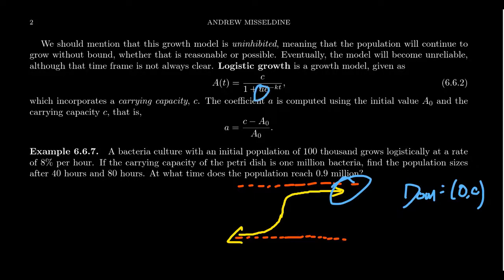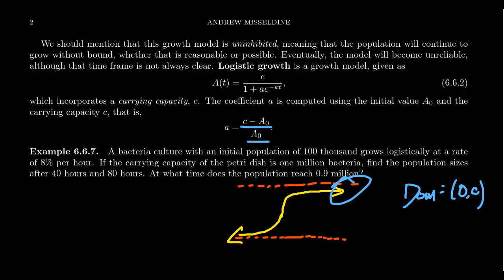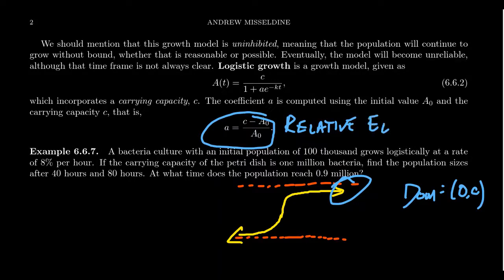In order to get it to behave the way we want it to, this a right here is actually going to be c minus a naught over a naught, where a naught we're going to call the initial value, like the initial amount inside of the population. And so I want you to think of this as some type of relative elbow room. What I mean by that is, if you were to go to a movie theater, if you're the first one there, the whole theater is open.